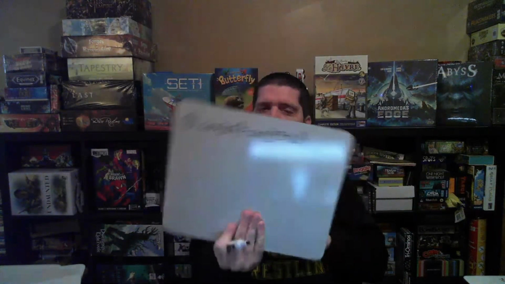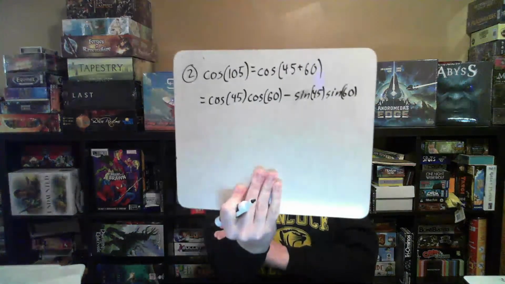So as we look at this, again, we can use our formula to say that's cosine of 45 times cosine of 60 minus sine of 45 times sine of 60. Once again, hopefully we have some of these memorized. We have the square root of 2 over 2 times 1/2 minus the square root of 2 over 2 times the square root of 3 over 2.